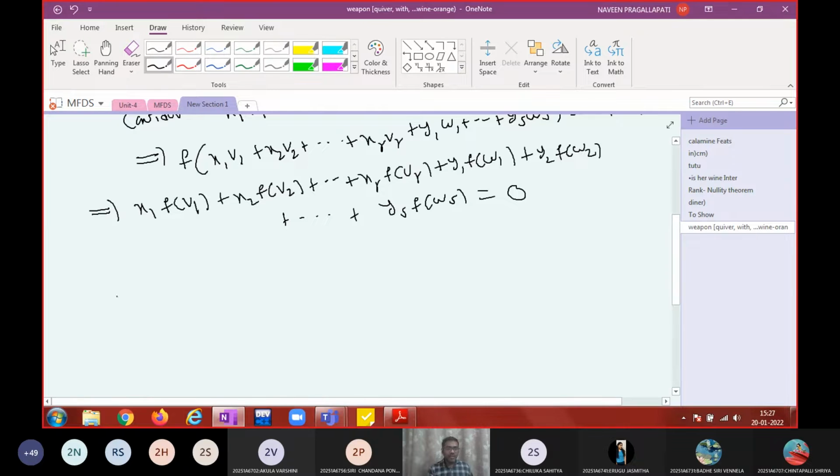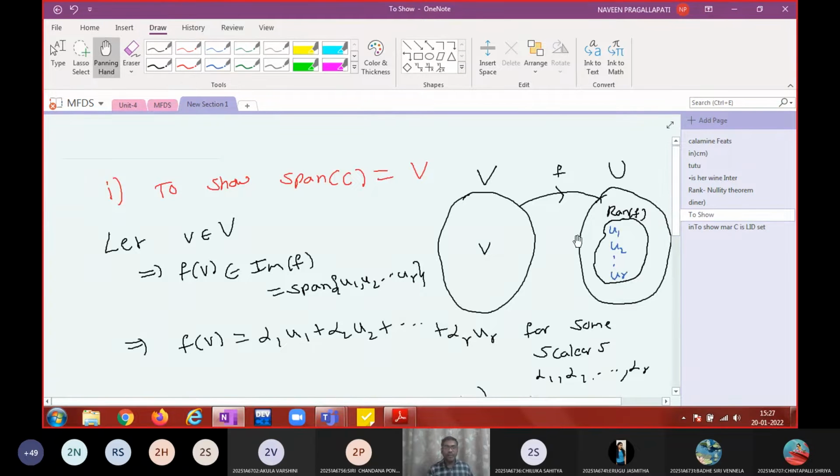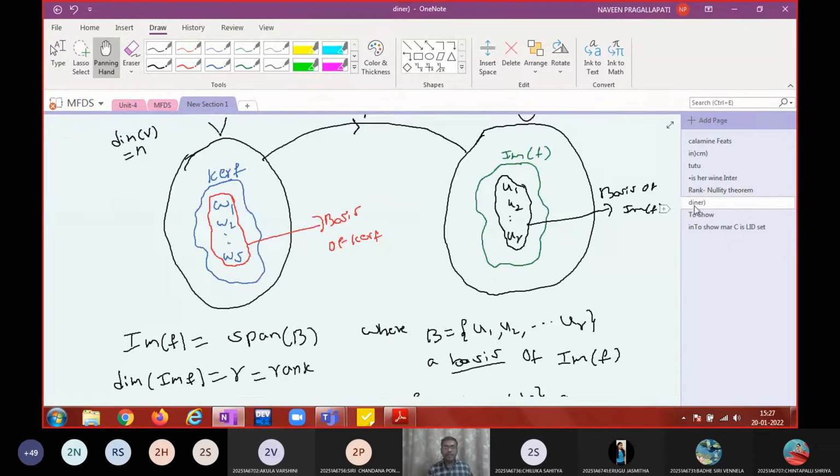So that means to say that x1 into f of v1 plus x2 into f of v2 plus and so on plus xr into f of vr only you have, because the remaining terms are going to be 0. But what is f of v1? U1. And what is f of v2? U2. And so on. What is f of vr? UR. And what are U1, U2, UR? U1, U2, UR are a basis of the image. What is the property of a basis? Basis is nothing but a linearly independent set.